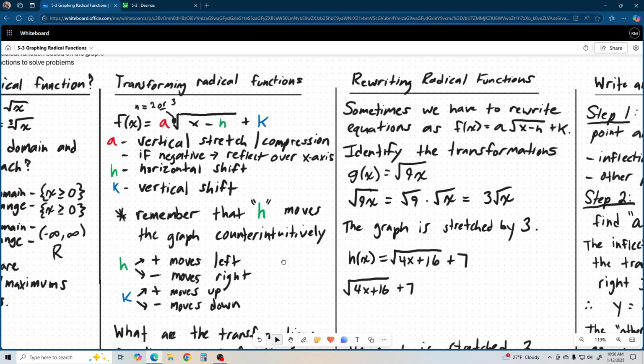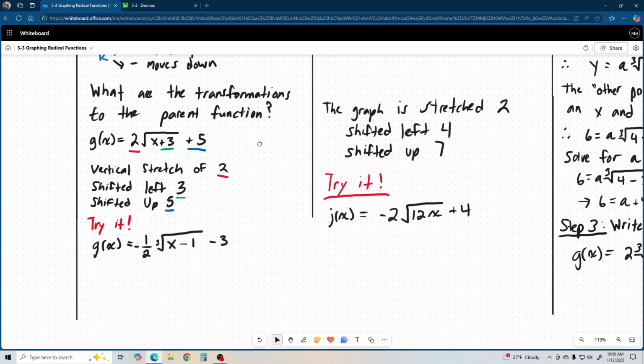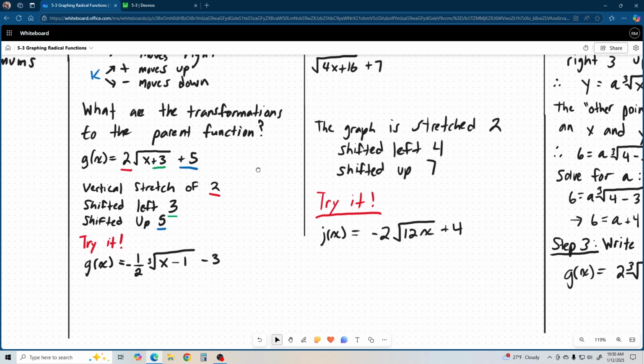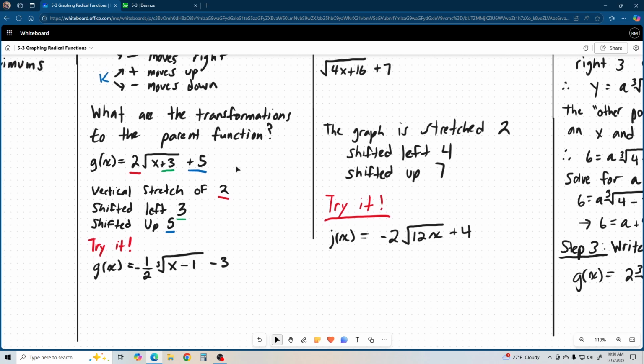All right, let's go ahead and look at one of these. What are the transformations to the parent function? This is probably a good thing to write down here too. The parent function for this equation here, we'll just call it f of x, because that's probably why they did g. So f of x equals the square root of x. This is the parent function. All of these numbers are things we're doing to change the original function. That's why this is called the parent and this is called the transformed function.